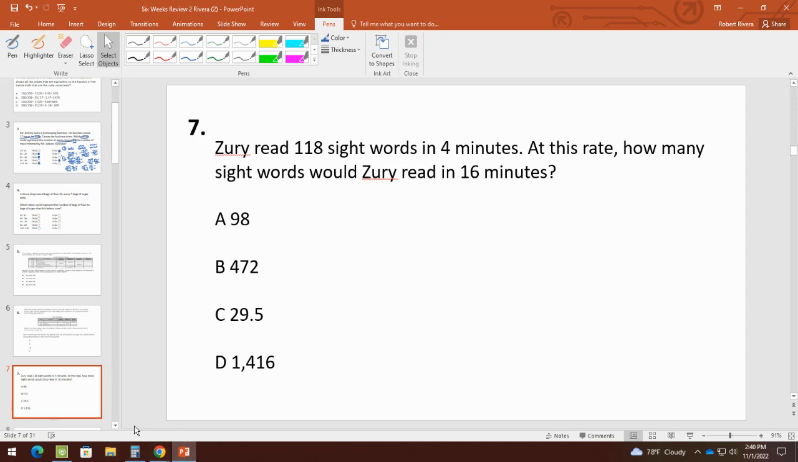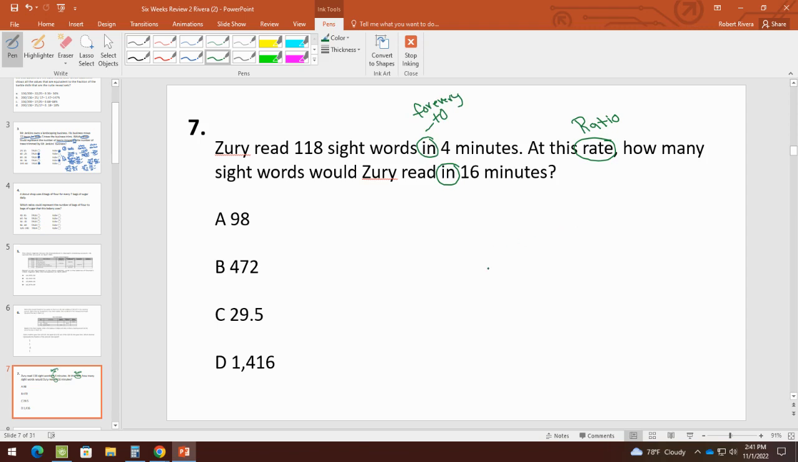Okay? So it says, Suri read 118 sight words in 4 minutes. At this rate, how many sight words would Suri read in 60 minutes? So the first thing I notice, again, is this word rate. Well, that word is really a special ratio, just so you know. I also notice this word in. This is like the word to, or the word for every. Same thing.